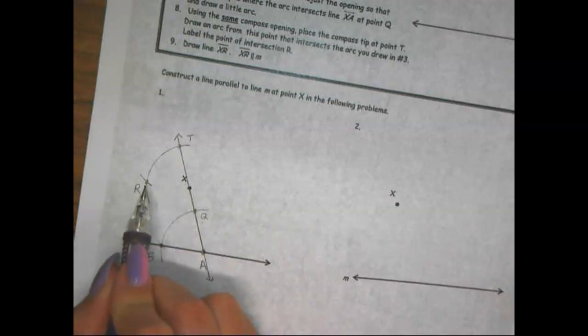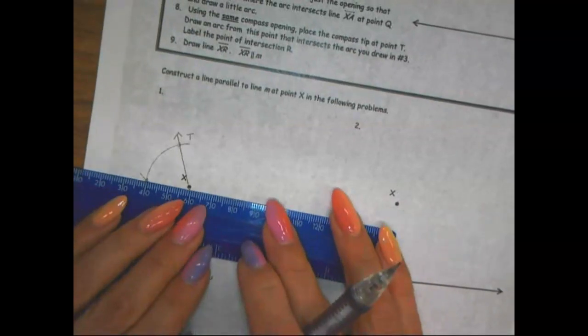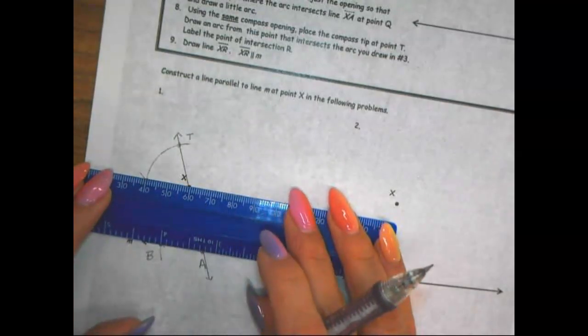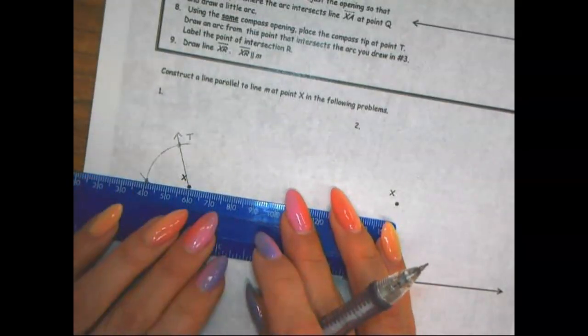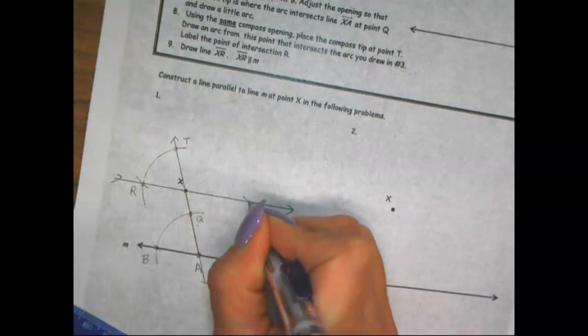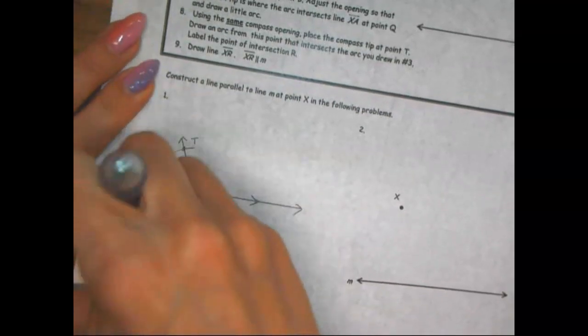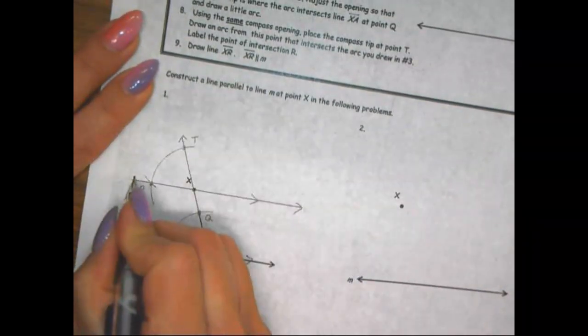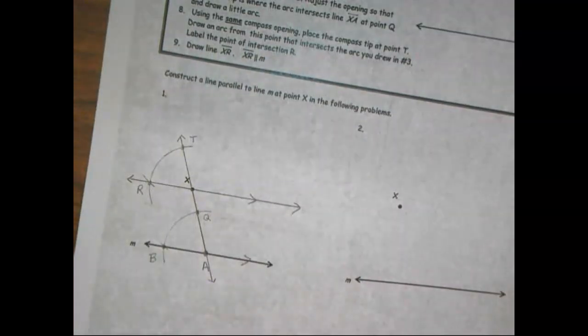So we didn't really need all those labels, but nonetheless, if I draw a line through X and R, that makes a line that's parallel to my original line. There we go. So these are parallel. Put that arrow backwards. Okay.